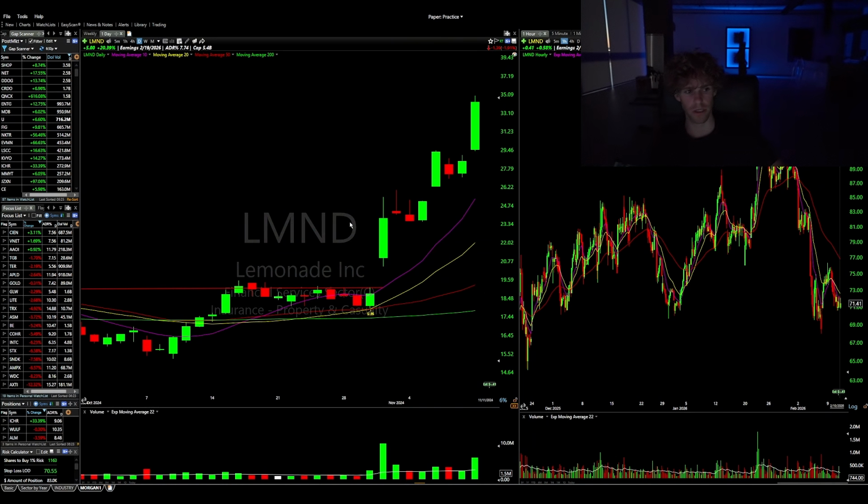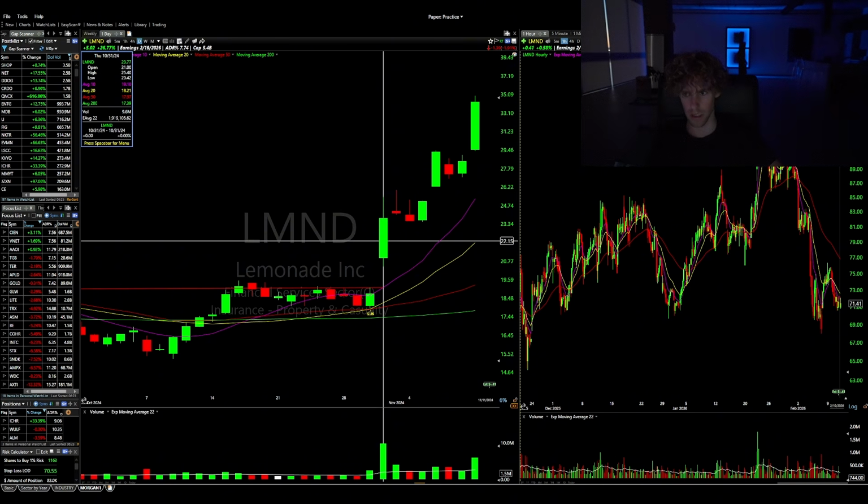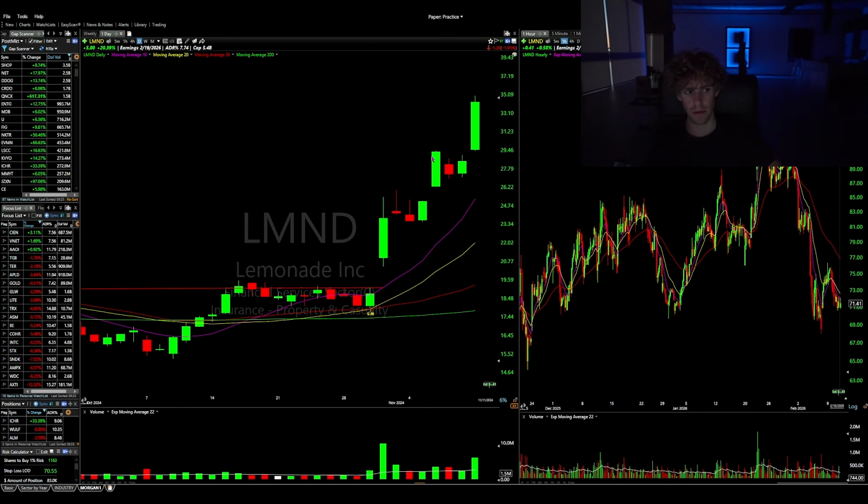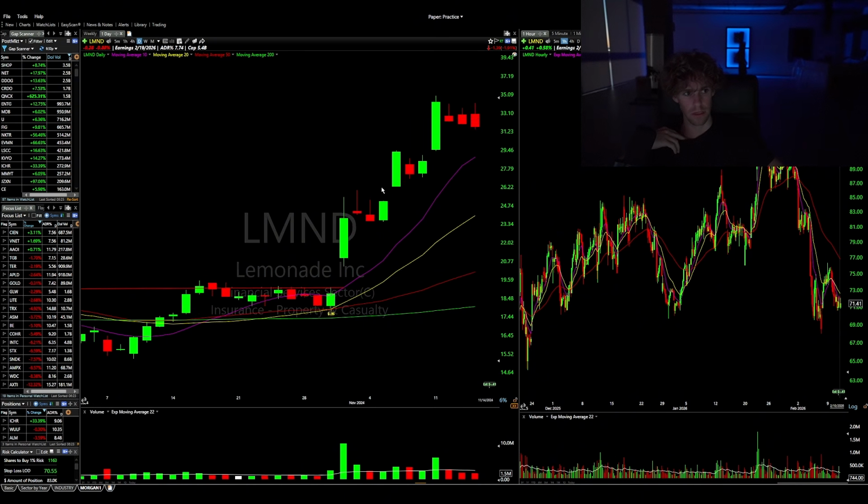But let's say you initially took this and you weren't a professional trying to extract the most out of it, so you just bought it here. You'd probably trim a portion of your position if you're up 5 times your risk, depending on where you entered this. Move your stop from low of day to break even, and then you continue to hold this until it closes under the 10.